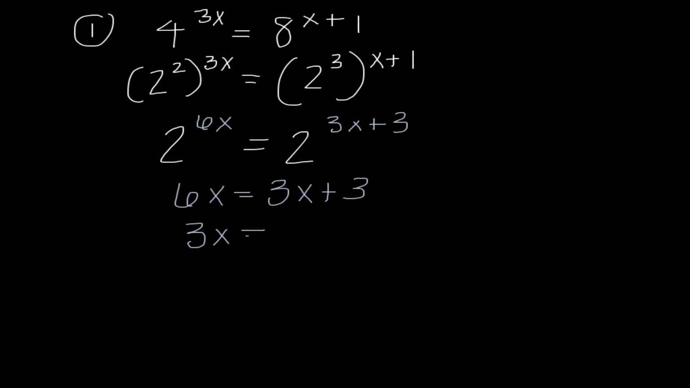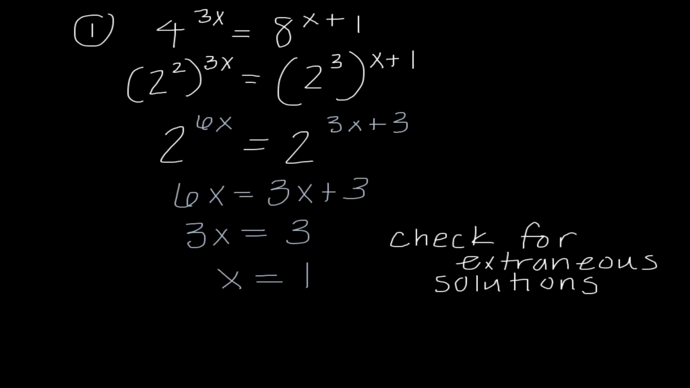So when I subtract 3x from both sides, I get 3x is equal to 3. So x is equal to 1. And just like last chapter, we do need to check for extraneous solutions. And this is something that we can kind of do in our head. So if I'm substituting 1 in, I have 4 cubed, which is 64, equals 8 to the 1 plus 1 power, which is 8 squared, which is 64. So I know x equals 1 is my answer. So this is one method that we could use to do this problem.